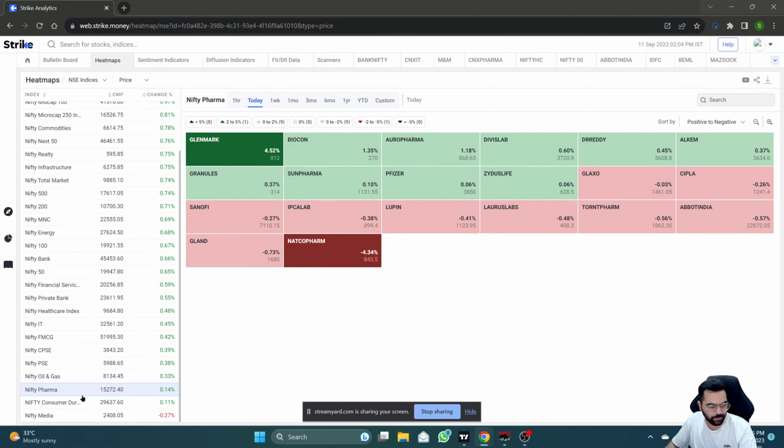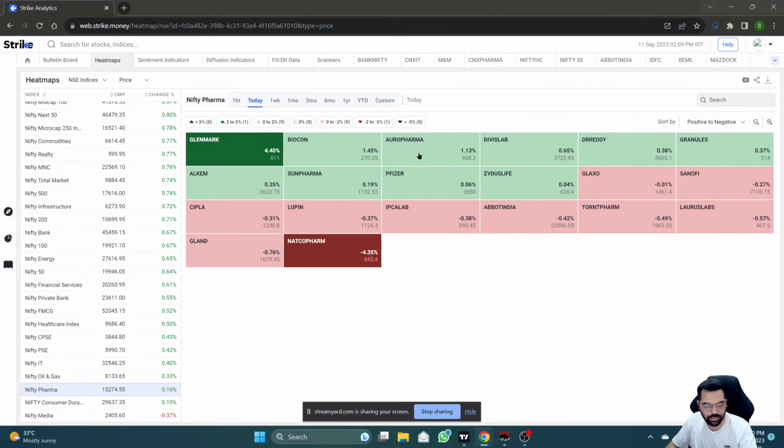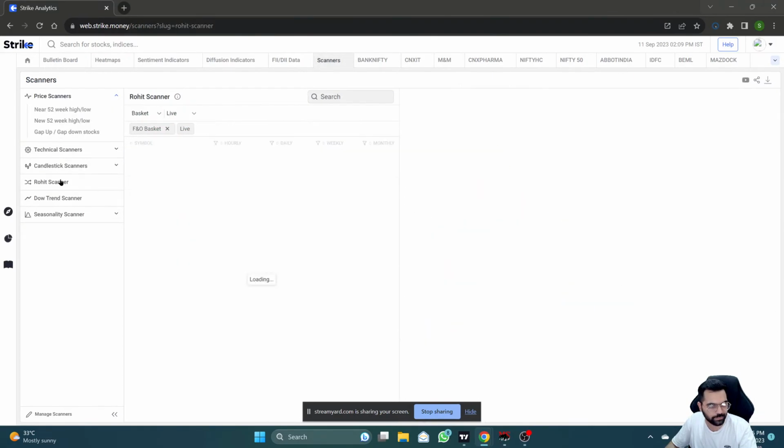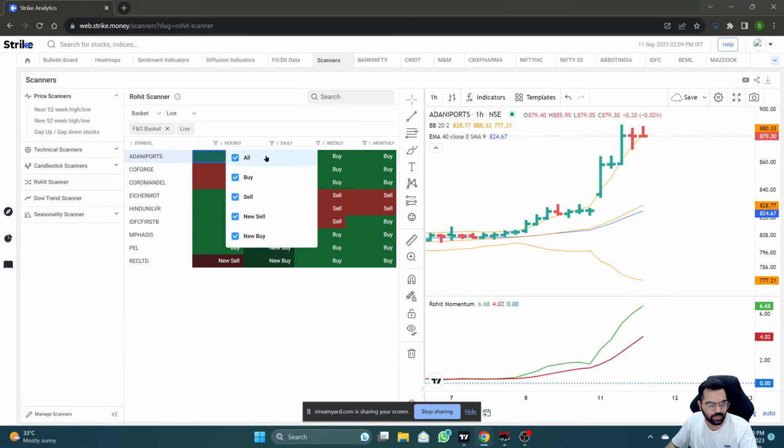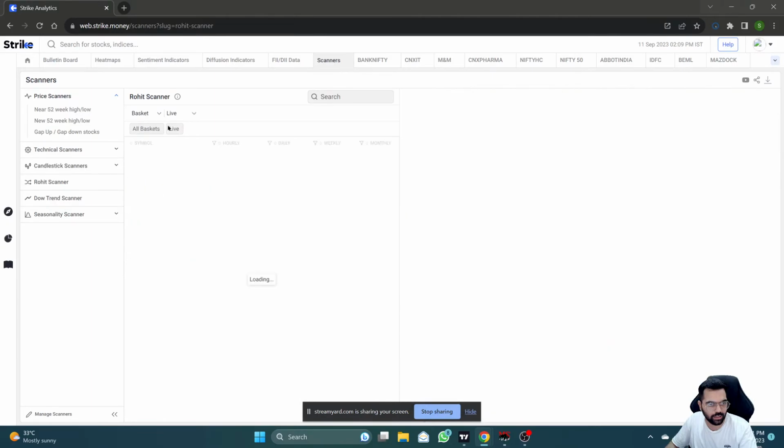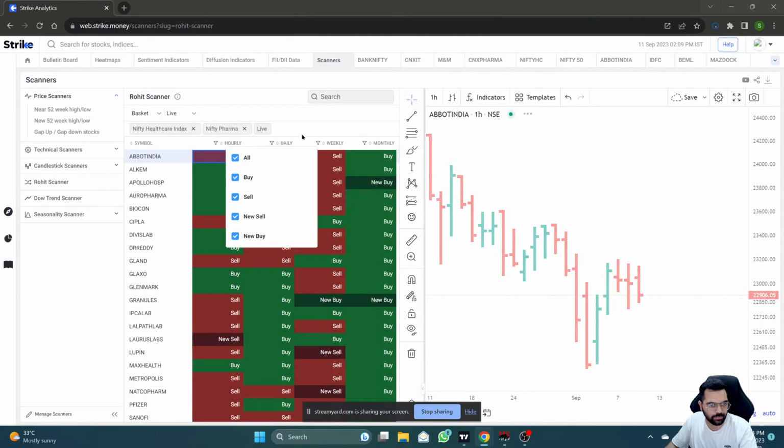So within Nifty Pharma, let us take just the ones that we can see in FNO. So let me go to the scanner and, yeah, let me select Nifty Pharma here. I'm also selecting healthcare.